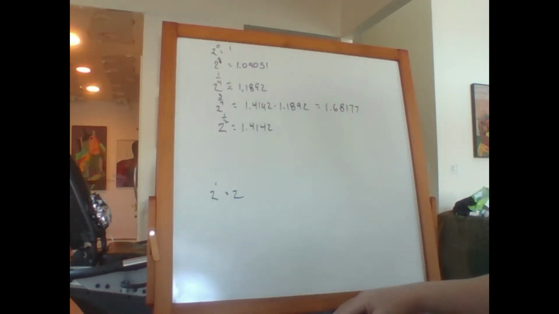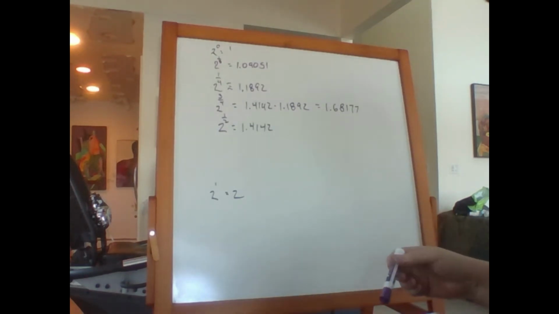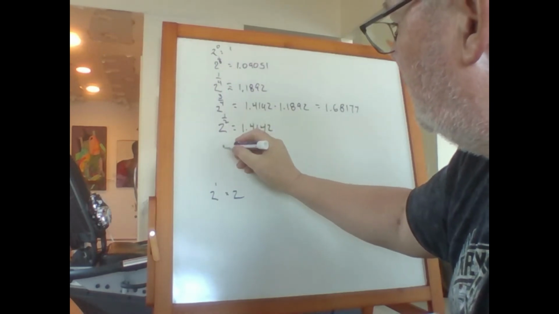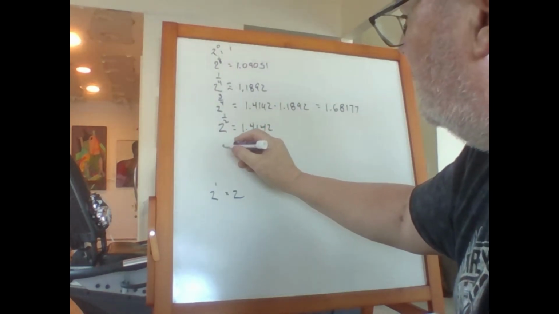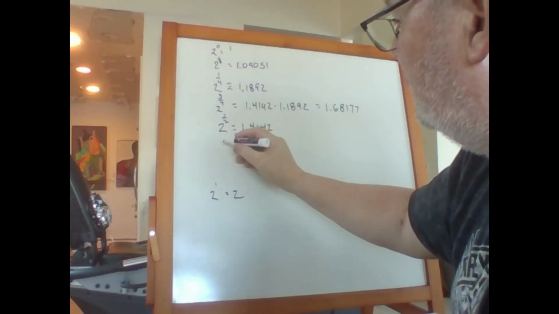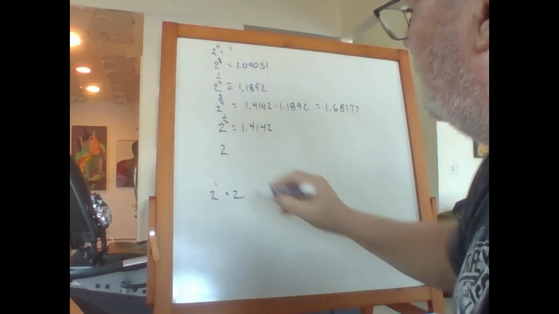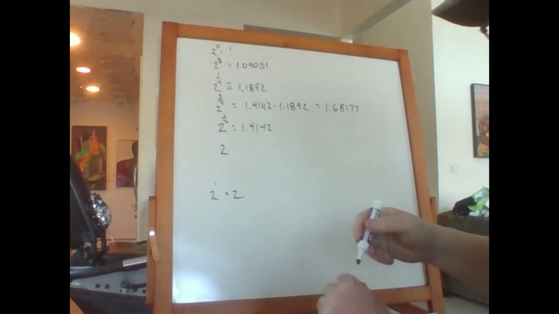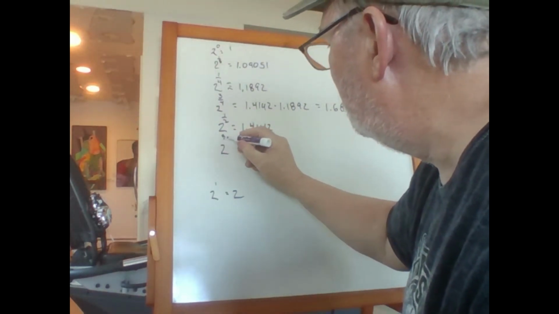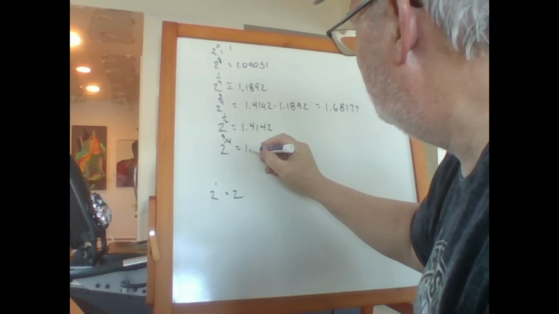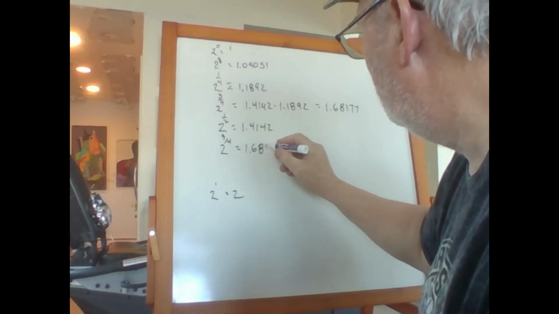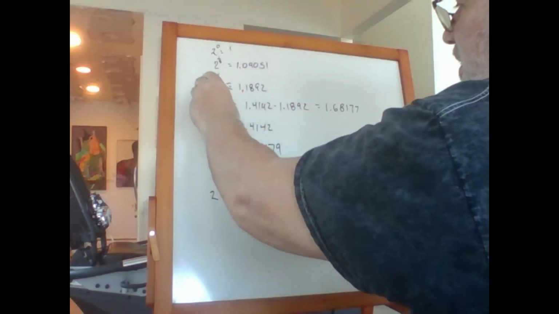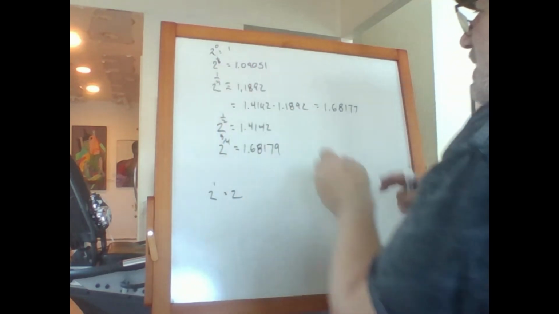And then here we could go. What can we do here? Well, that's actually higher. So we should have put 3/4 here. Sorry about that. 1.68179. And we leave this. I'm sorry, I shouldn't have put that there.